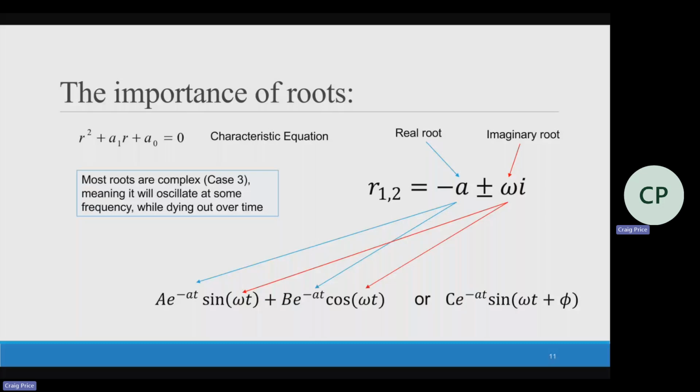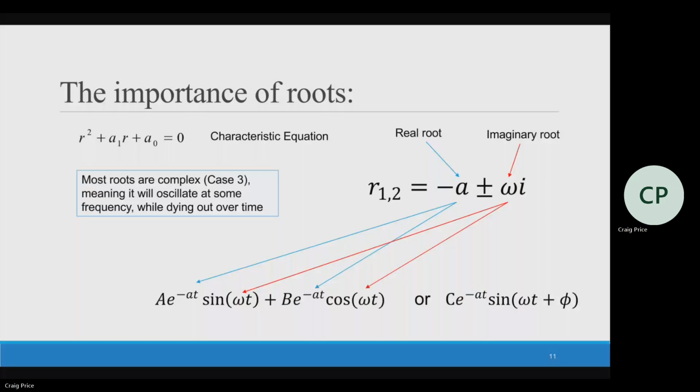This is kind of what the roots look like. If I have a real term and an imaginary term, the real part A is what my e to that root is, and that's going to be dying out. And omega, the imaginary portion, gives me a frequency. So I have a sine and a cosine where these are dying out over time. So a lot of roots can be complex.